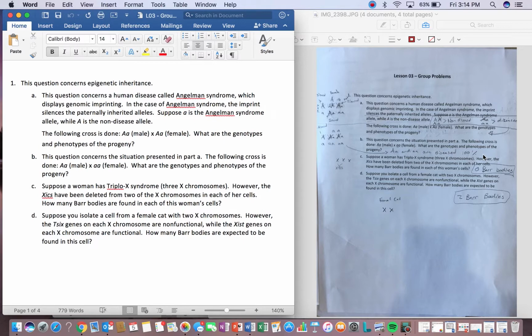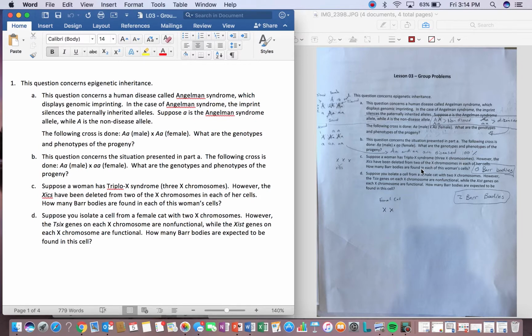Okay, for letter B, this question is in regards to part A, and so you've got the following cross between a heterozygous male and a homozygous recessive female, and it's asking what the genotypes and the phenotypes of the progeny are. And so we've got the cross on the left side there, and when you do the cross, you get that 100% are going to be diseased, and that's because of the silenced allele from the male.